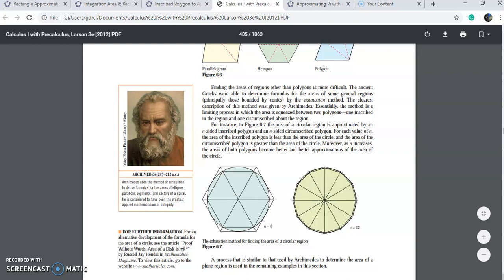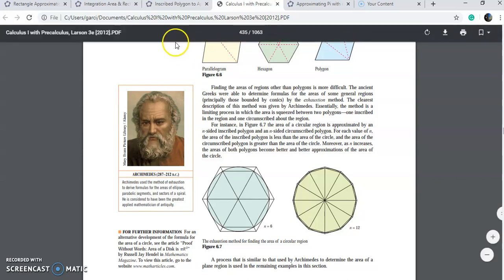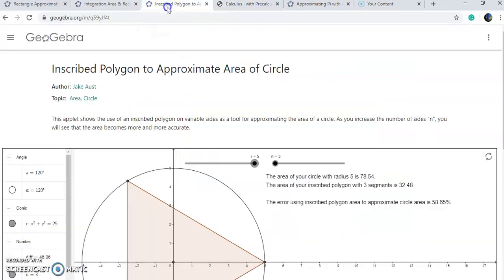That means finding the area of the inscribed polygon and finding the area of the circumscribed polygon. That means a polygon inside and a polygon outside, and depending on how many sides we have, the precision will be better. Let's see one example like this.